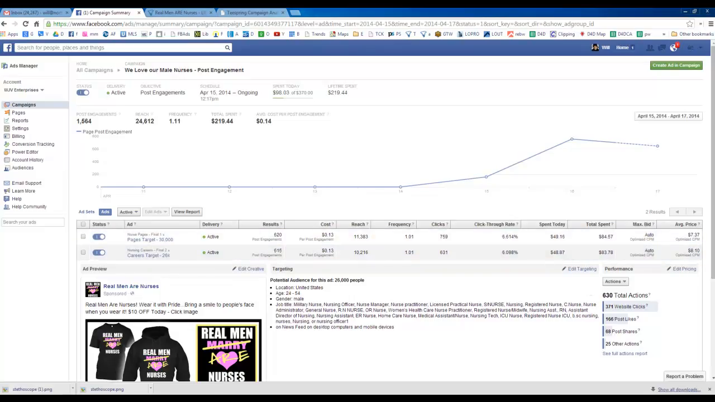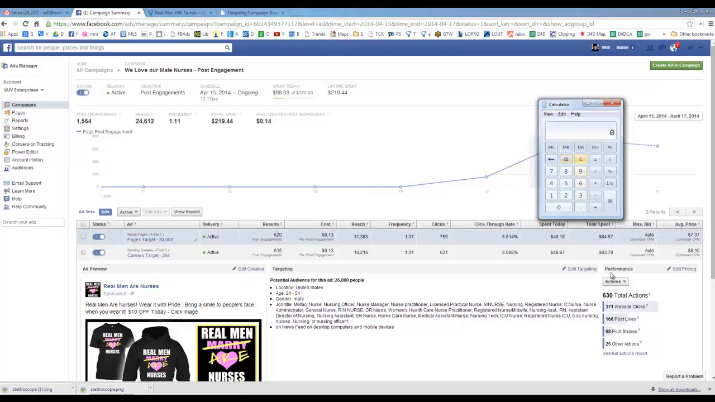As I always like to do, I like to see where my cost per clicks are. So $83.78 divided by 371 gives us a total of about 22.5 cents. We'll say 23 cents a click to the website. And remember, we're bringing in 48 cents per click. So anything below that is money.